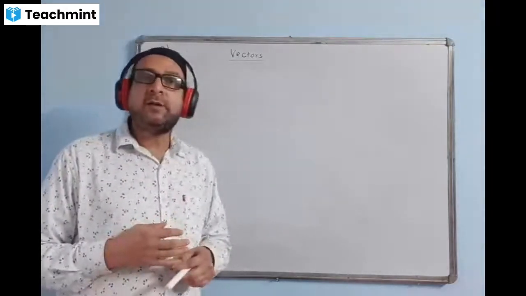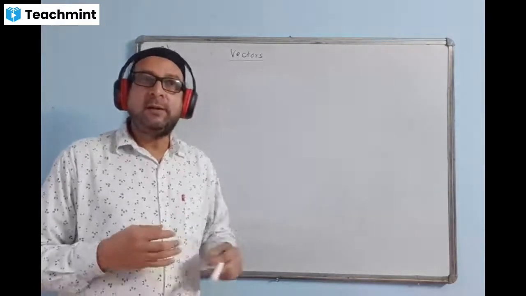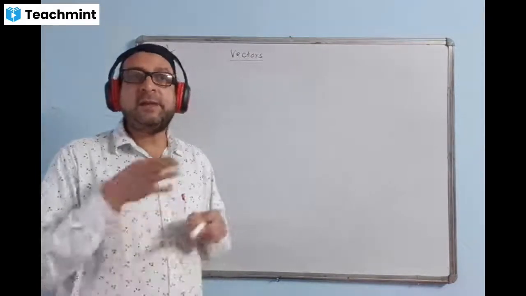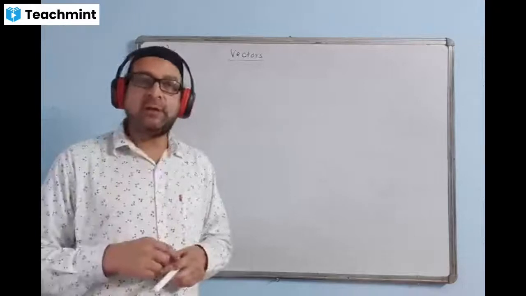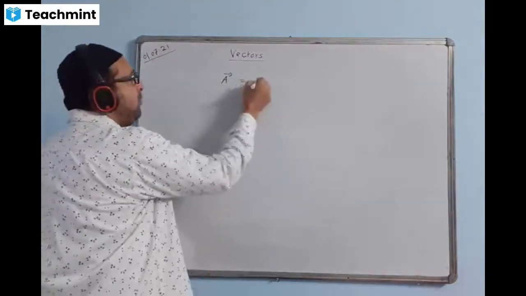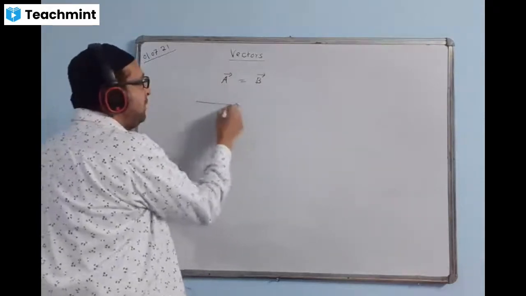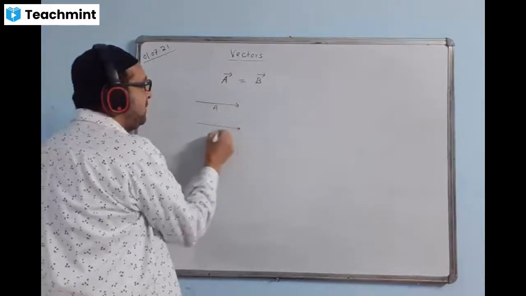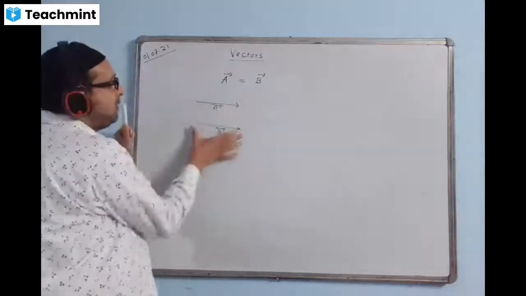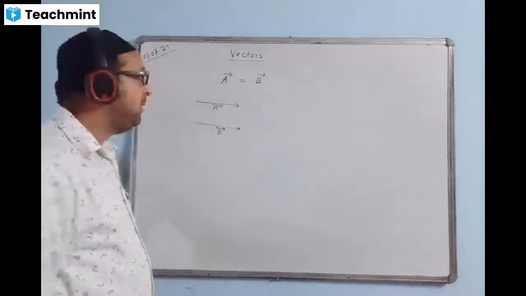One is called equal vectors. What are equal vectors? The vectors which are equal in magnitude and same in the direction. Direction also must be the same. They are called equal vectors. Suppose I write A equal to B, that means vector A and vector B are equal. That means A is, suppose, this, then B will be same like this. Size also same, and direction also we are keeping same. So they are called equal vectors.